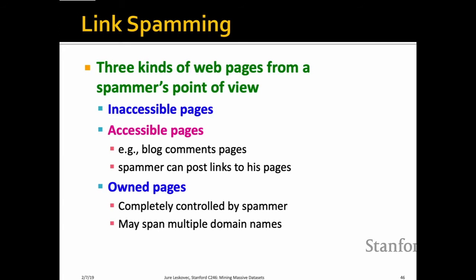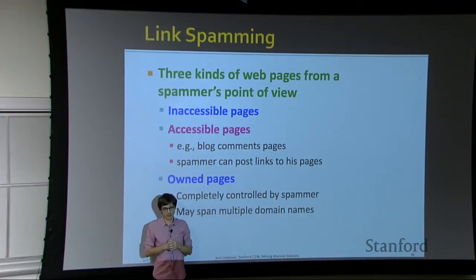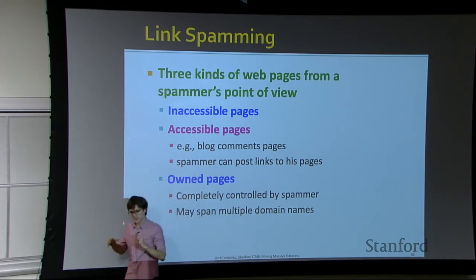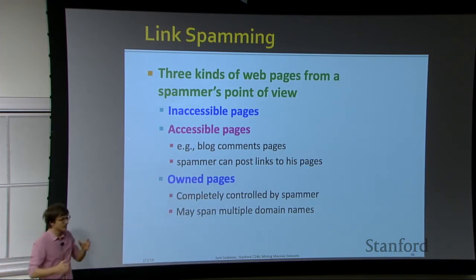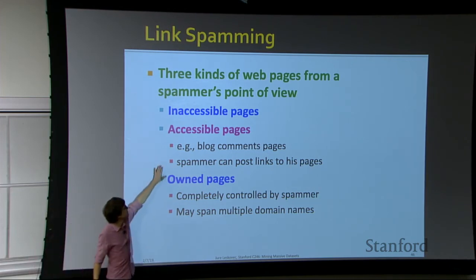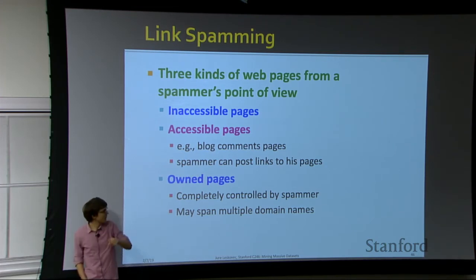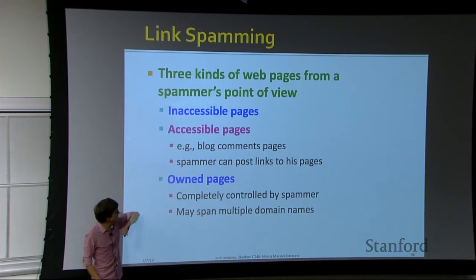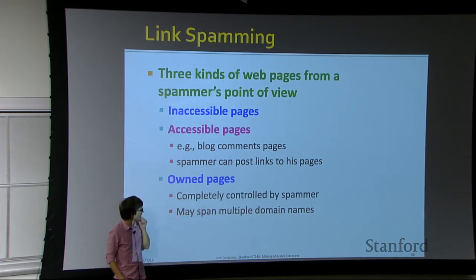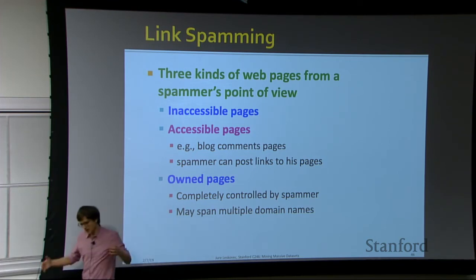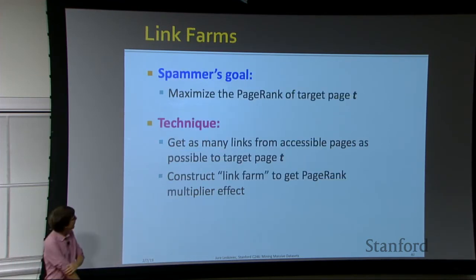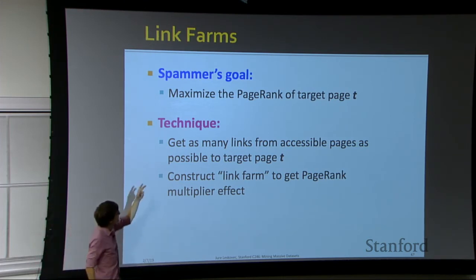Then there is a set of what are called accessible pages. These are the pages that the web spammer does not own, but they can post a comment and include a link in the comment. And you see this all the time when people post some bogus text and a link that points to some web page. This is what we'll call accessible pages. So this means pages the spammer doesn't own, but they can post a link on those pages to point wherever they want. And then we have the owned pages, which are completely controlled by the spammer. They may span multiple domain names, multiple sites, and so on. Now what does the spammer want to do? The spammer wants to maximize the PageRank score of the target page T.